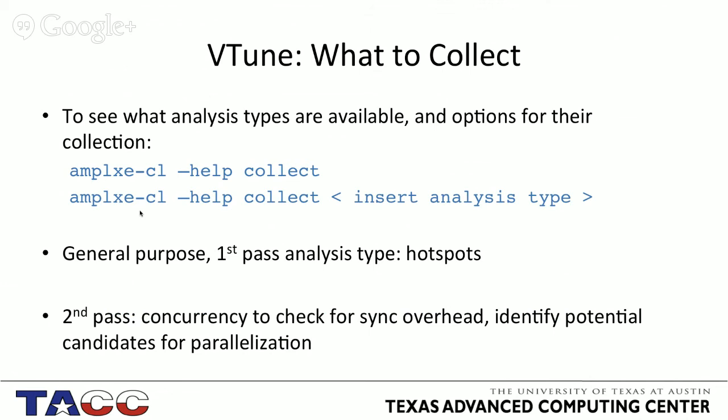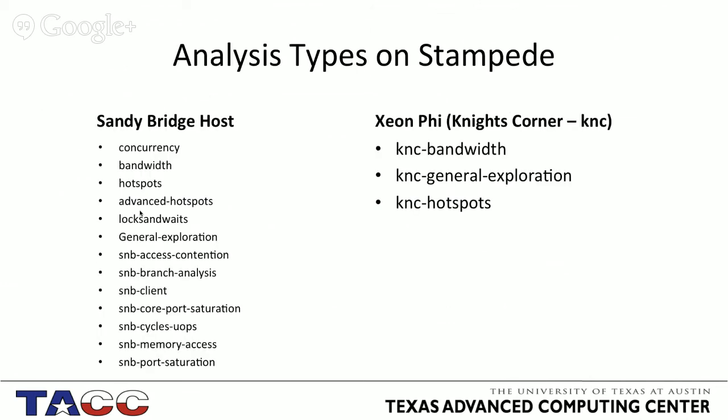So it gives you even more information than HPC Toolkit, but the complexity of the analysis also increases. Now, these are some of the analysis types that are available on Stampede, and I don't really want to spend any time here. This is just more for your reference than anything else. But all of these are fairly self-explanatory. Hotspots is going to tell you what's the expensive part of your code. Bandwidth is going to tell you how much memory bandwidth was used through execution.